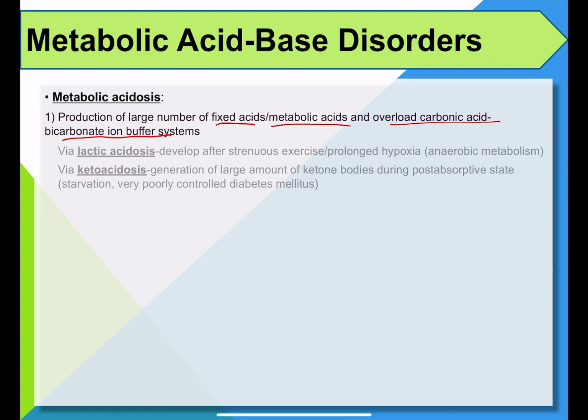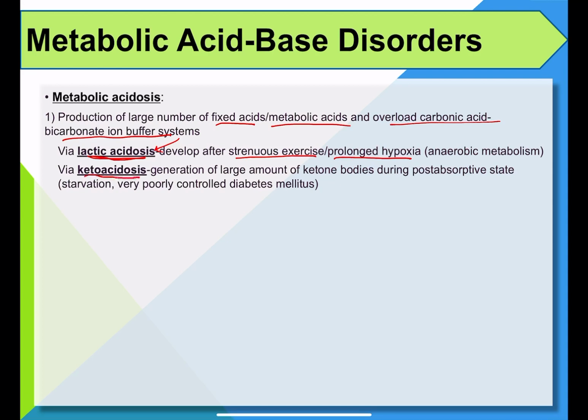So lactic acidosis, for example, remember we talked about that, is what happens after strenuous exercise or prolonged hypoxia. Remember, prolonged hypoxia means long-term periods of not having enough oxygen, and your body shunts into prolonged periods of anaerobic metabolism, which means it's doing fermentation, and fermentation's byproduct is lactic acid. If you have too much lactic acid and you don't listen to your body and you just keep going and going and going, that can lead to lactic acidosis.